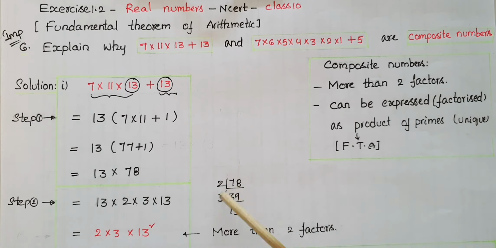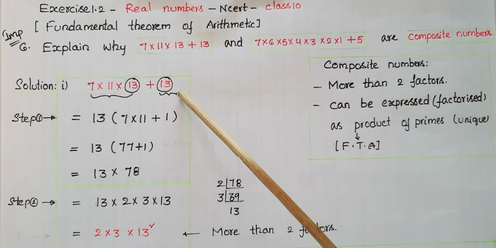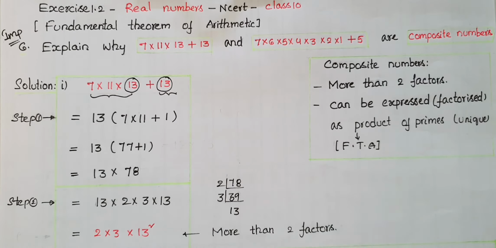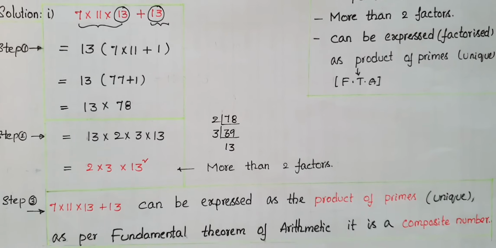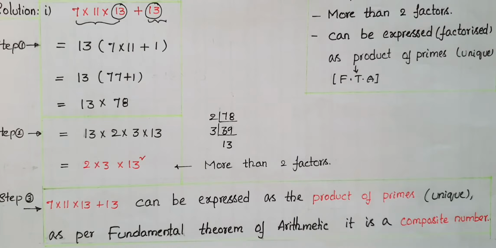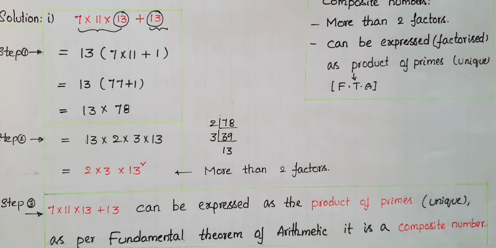So 2 39s are 78, 3 13s are 39. So you can write this expression as 13 into 2 into 3 into 13. So these are the prime factors for this expression. So we are getting more than two factors here. So 2 into 3 into 13 square, you can write like this also. So more than two factors we are getting for this expression. So we can say that this can be expressed as the product of primes. As per the fundamental theorem of arithmetic, it is a composite number.